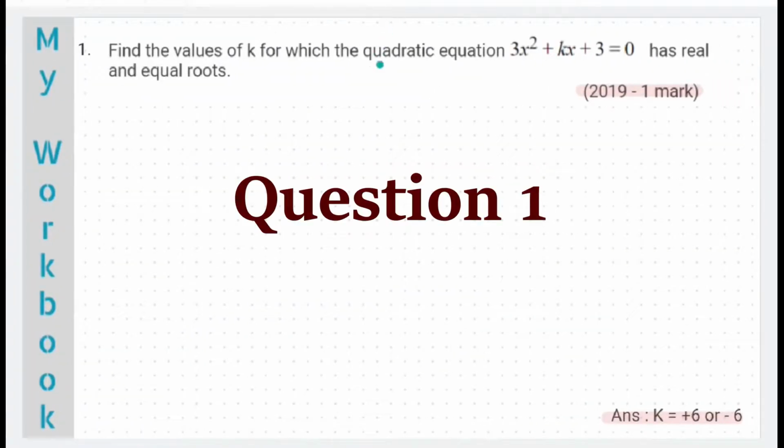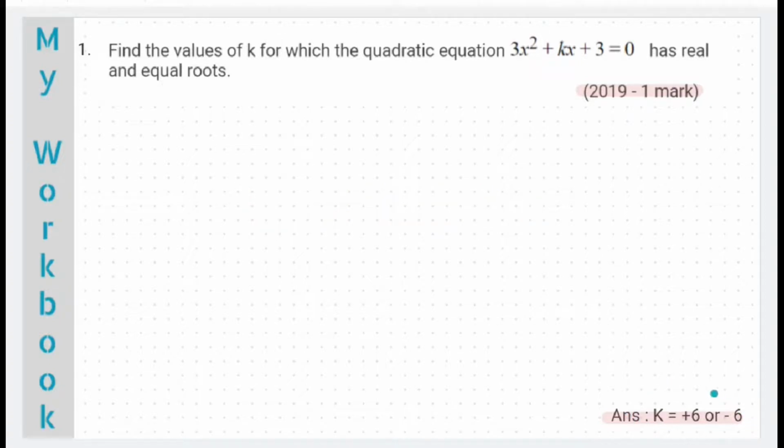So this is the first question. As you see, it is a 1 mark question that was asked in the 2019 board exam. Find the values of k for which the quadratic equation 3x square plus kx plus 3 is equal to 0 has real and equal roots. Answer is already given at the bottom end of the screen. So you can do it by yourself if you're confident and check the answer alone.